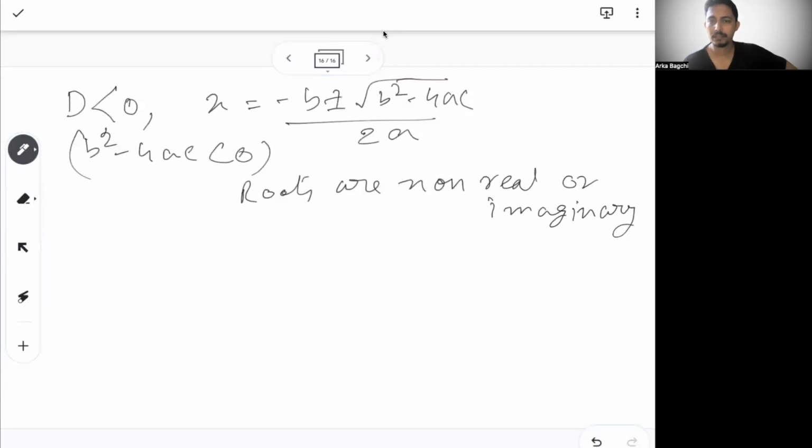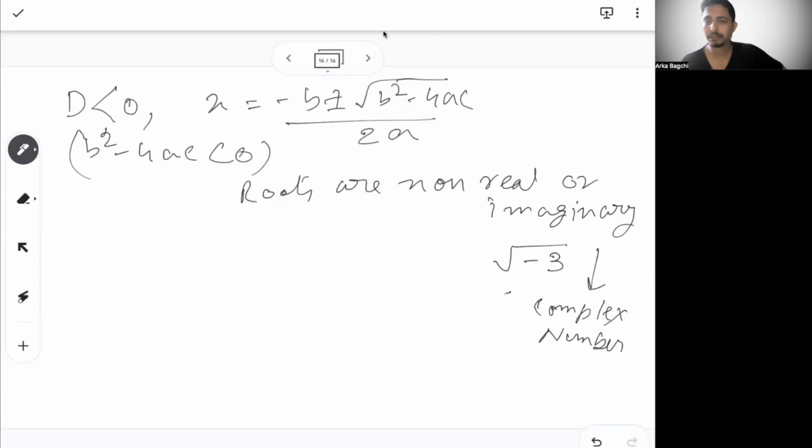How to write imaginary roots? Basically you will have root of negative, minus 3, let's say. This becomes an imaginary root because you can't have a negative sign under the root. So to do that, we introduce a complex number, because imaginary roots will be complex numbers.